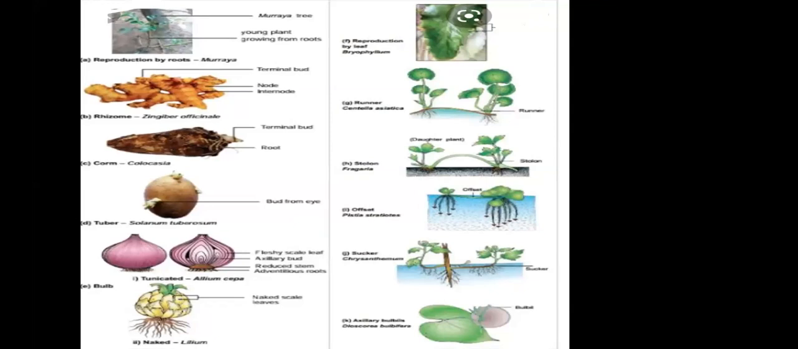What is the example for corm? Colocasia. Colocasia is the example for corm. You can see here colocasia. Okay, now let's move on to the next question.